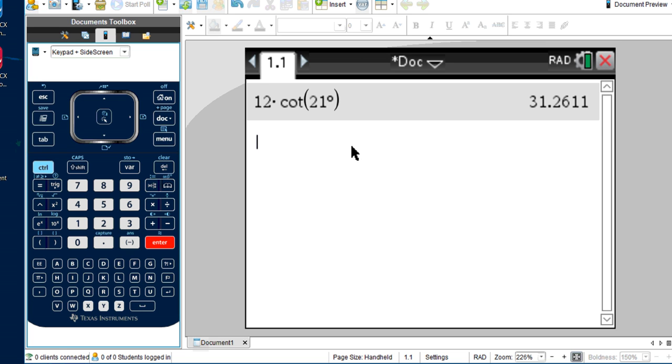You might ask why we do a lot of these problems in degrees, yet I keep my calculator in radians. Well, the reason I do that is primarily to reinforce that we need to continually look at what mode our calculator is in, and if it's in the wrong mode, in this case radians, we need to either change it to degrees or use our degree symbol to override the mode of the calculator. So I'm just trying to reinforce that recognition.